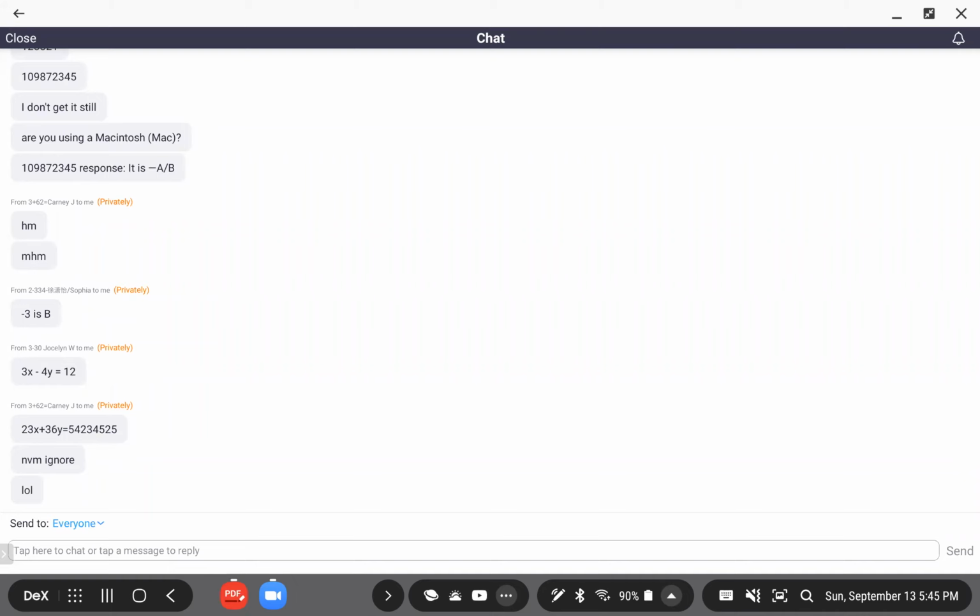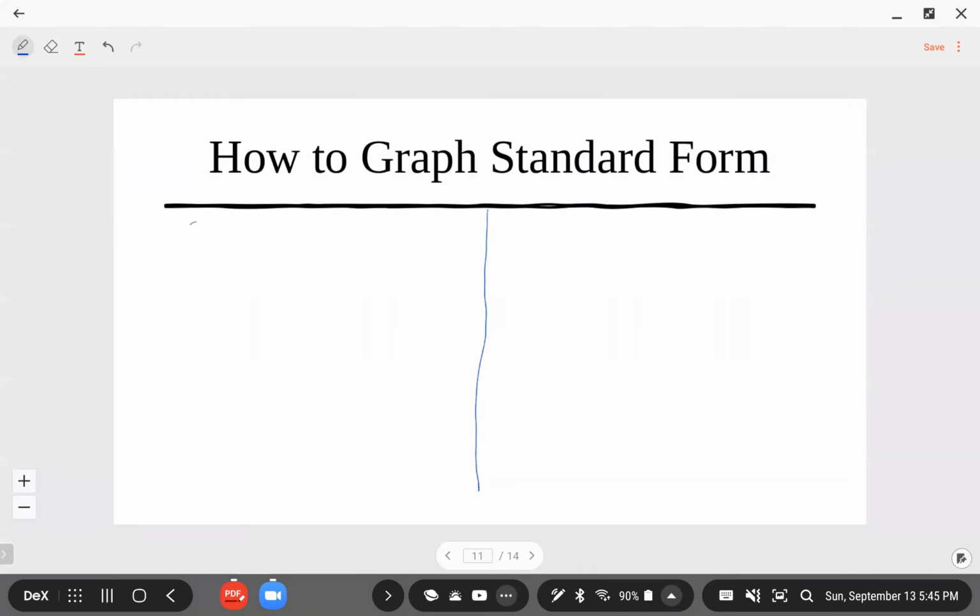So 3x minus 4y equals 12. Let's convert to slope-intercept form. We need to get y on one side and the slope and the y-intercept on the other side. Let's first move 3x to where 12 is. Remember, we need to get y by itself. So let's move 3x to the right-hand side. Negative 4y equals negative 3x plus 12.